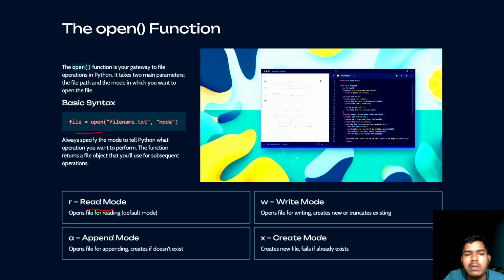R is read mode. It opens the file for reading. It is the default mode. The next one is W for write mode. It opens the file for writing, creating a new one or truncating the existing one. The third one is append mode. It opens the file for appending, and creates it if it doesn't exist. The fourth one is create mode. It creates a new file, and fails if it already exists.